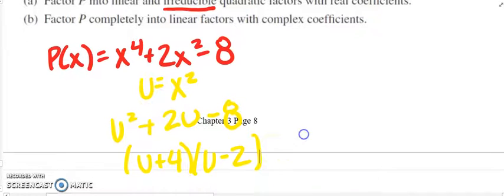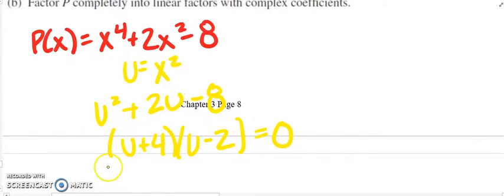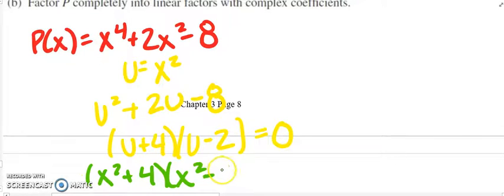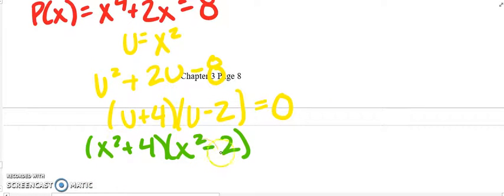And I'm going to go ahead and solve. Now, you do not have to solve to factor it. Actually, let's do it both ways. So I'm going to plug back in x squared plus 4 and x squared minus 2. But that x squared minus 2 can be factored more. I would not expect you to see it from here, though.